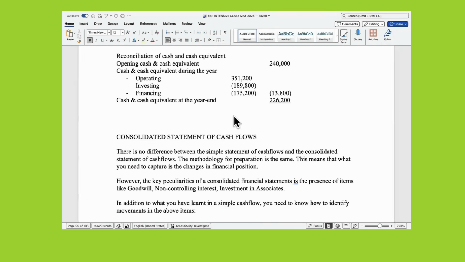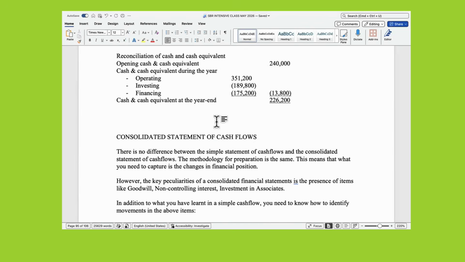So let's do a general revision of it. Statement of cash flows is statement of cash flows. If you know single, you have known consolidated because there's no difference. And why I want to quickly take this out today is because it might be your question one. We never can tell. So I really need you to practice it well in advance.